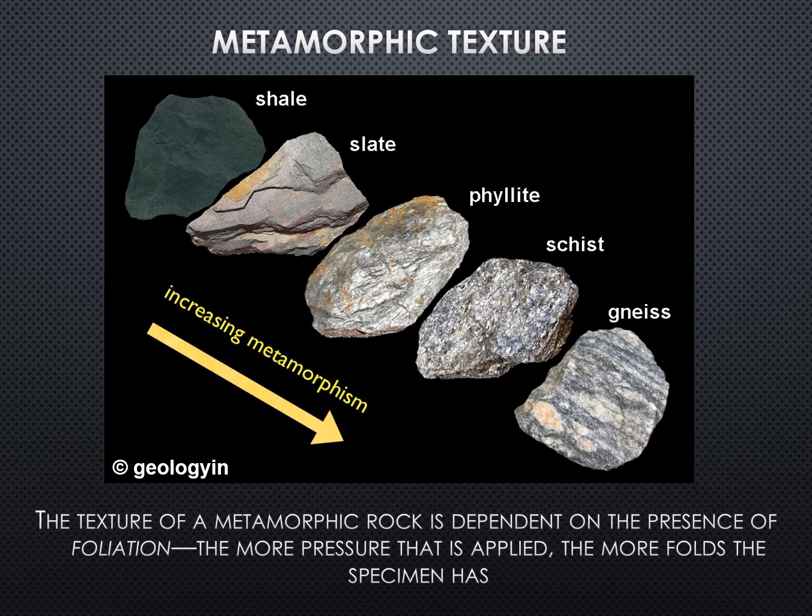So the texture of a metamorphic rock is dependent on the presence of these folds. And as we can see in this diagram, you can actually increase the grade of metamorphism going from shale, the sedimentary rock shale, to slate, phyllite, schist, and gneiss. And in fact, all of these rocks are part of a sequence of metamorphism, this progression of metamorphism that we call metamorphic grades or gradation.